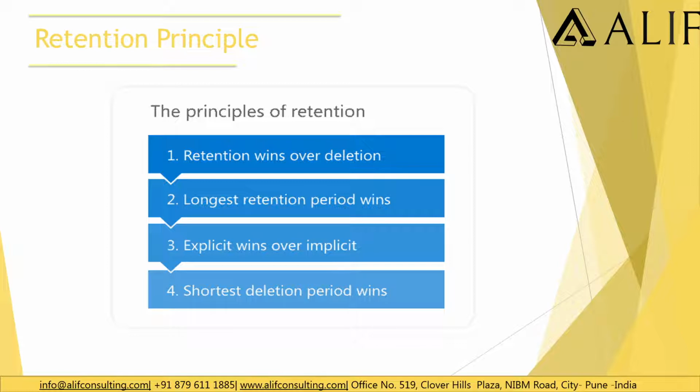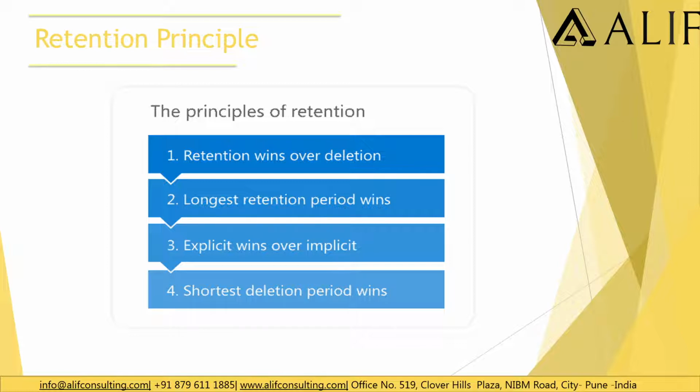Okay, so this is what it says, explicit wins over implicit. What explicit and implicit mean, I'm going to tell you in the coming part of this session, as it goes on tags. We have three types of tags: DPT, RPT, and PPT. PPT is the one which takes the highest precedence, and we are going to learn that. Shortest deletion period wins. So with deletion, it is vice versa.